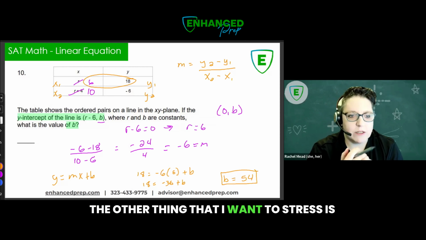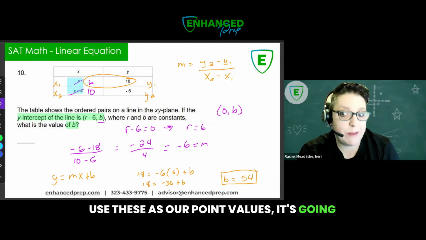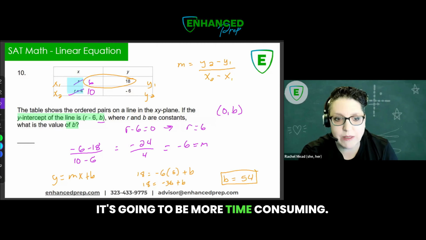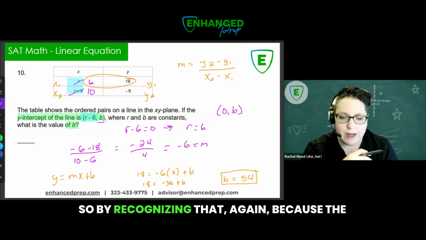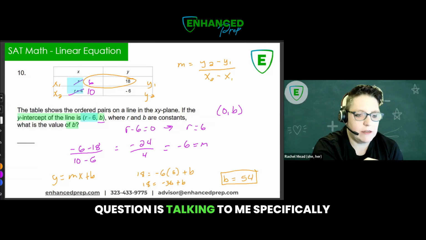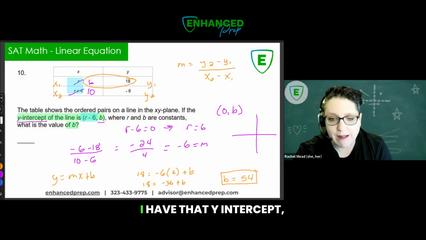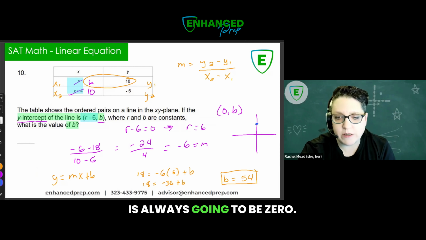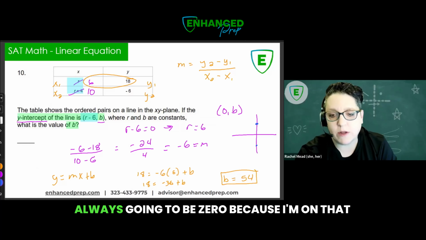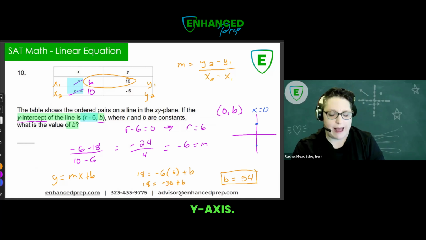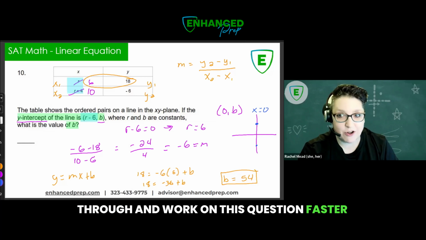The other thing that I want to stress is that while we could have gone through and used these as our point values, it's going to be a whole lot messier. It's going to be more time consuming. It has a bigger opportunity to miss our signs. So by recognizing that, again, because the question is talking to me specifically about my y-intercept, my x value, any place I have that y-intercept is always going to be 0. Again, it doesn't matter if that y-intercept is positive or negative, x is always going to be 0 because I'm on that y-axis. That's your major shortcut here to come through and work on this question faster and smarter.